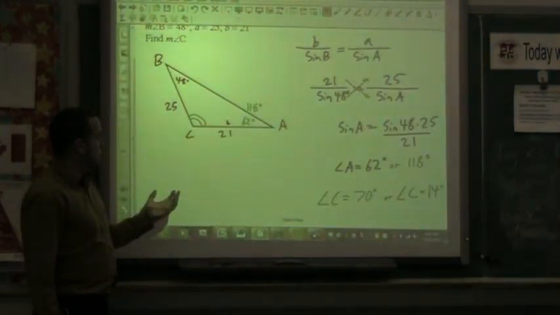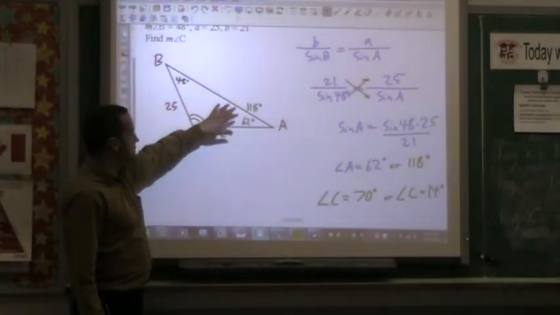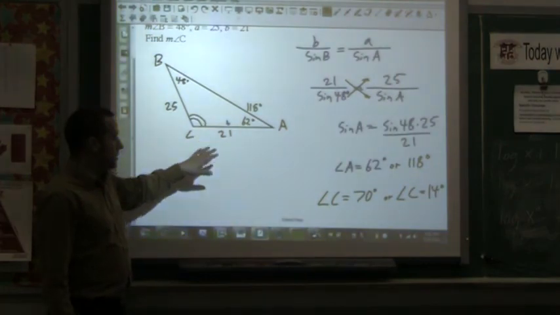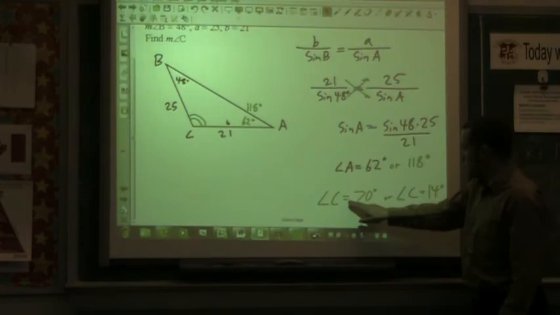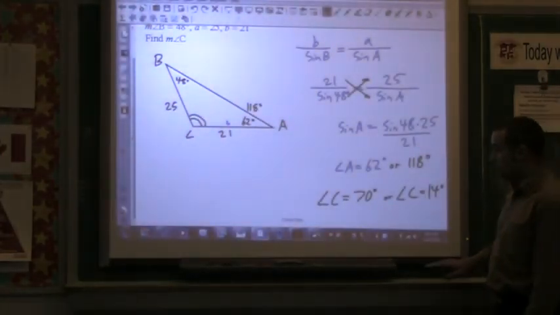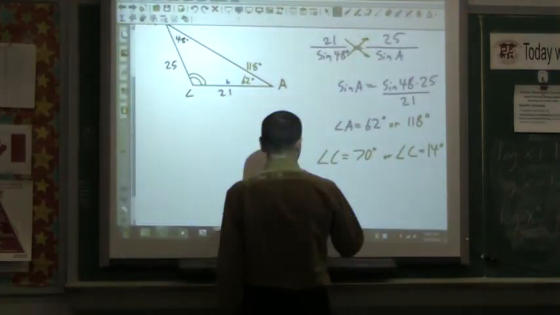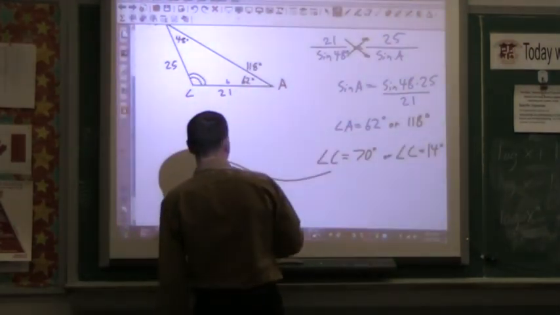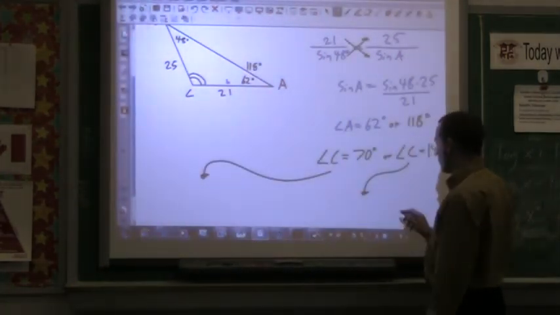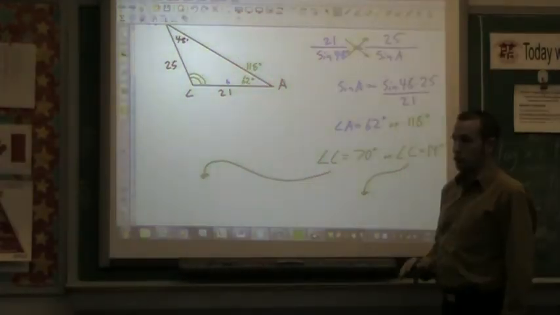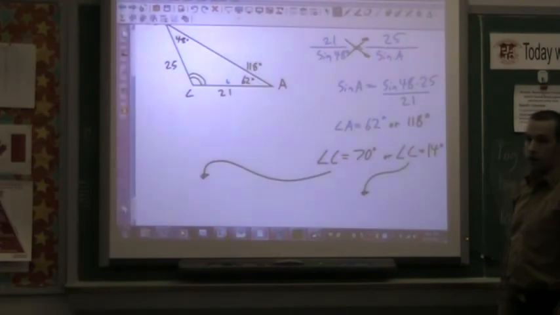And the other thing that I could do is give you a similar setup and ask, what can this side length be? And if I ask you that, then you have to get down to here, right? Say my angle C is 70 or it's 14, and then you're going to split off into two solutions. One where you're going to use the sine law for C being 70, and the other where you're going to use the sine law with C being 14. And that's going to give you two different lengths for that other side.